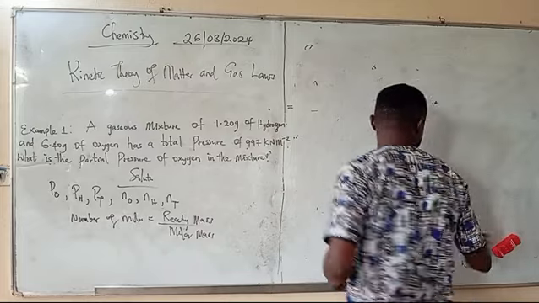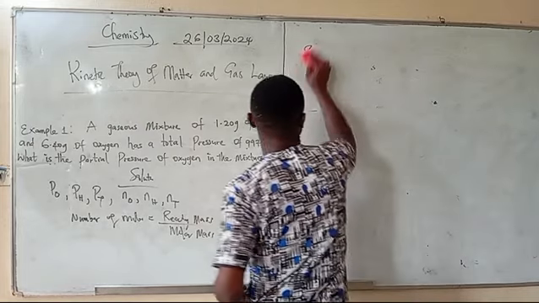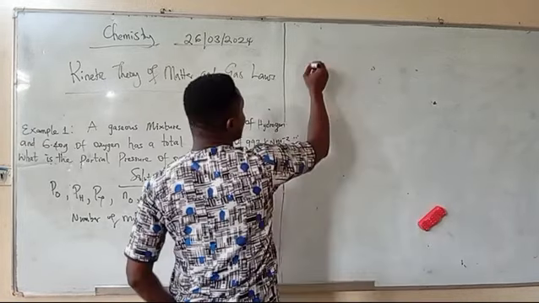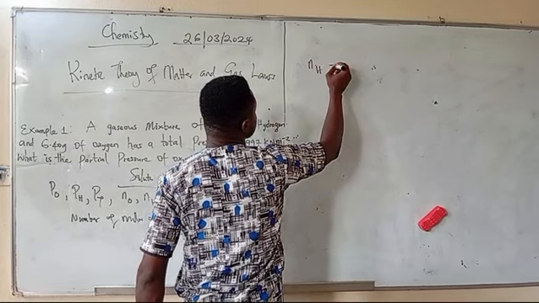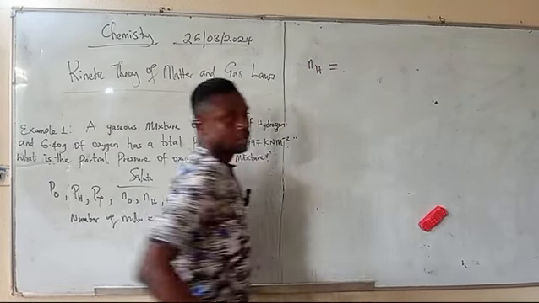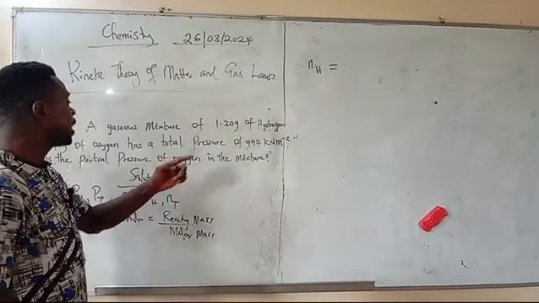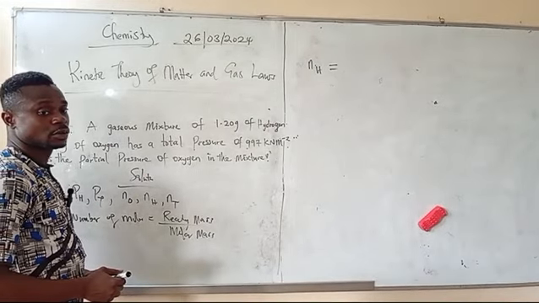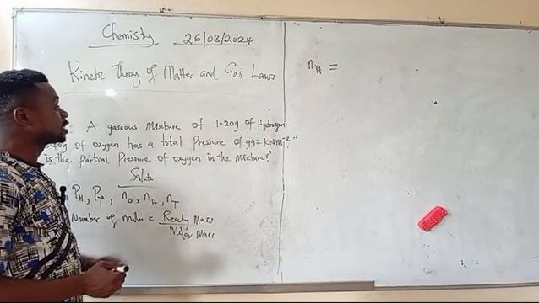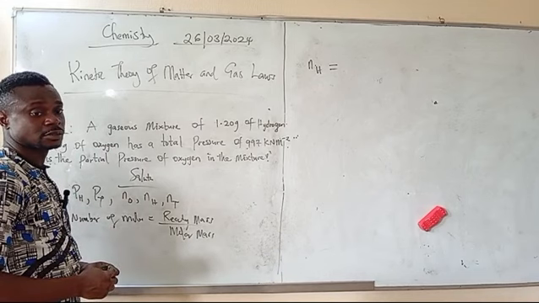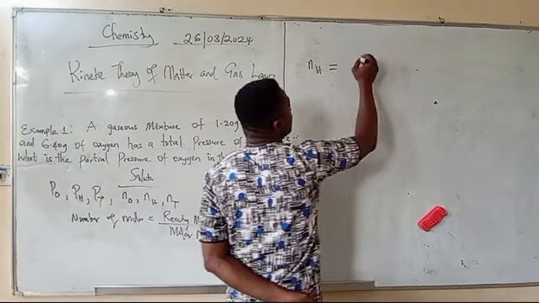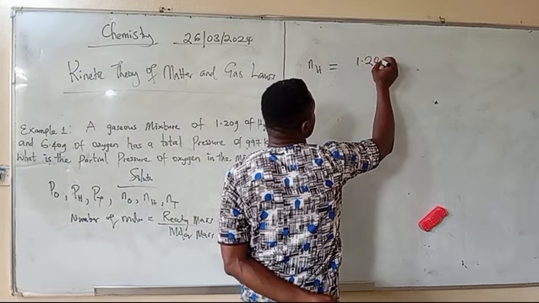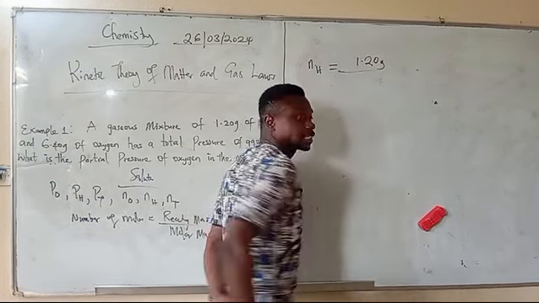The molar mass of hydrogen. The molar mass of hydrogen is simply what? 2 times 1, which is 2 grams. The unit of molar mass is gram per what? Mole. Remember, so the molar mass of hydrogen gas is 2 gram per mole.